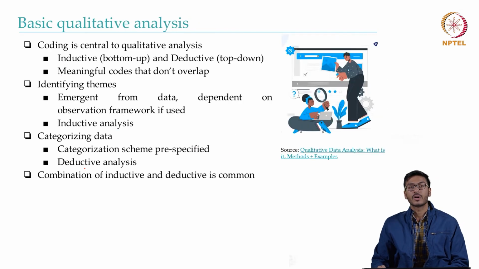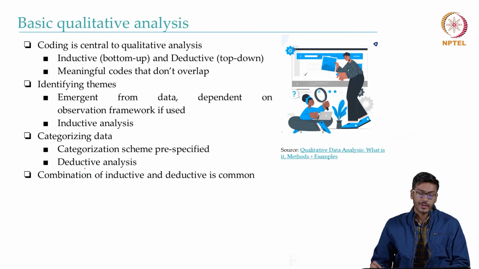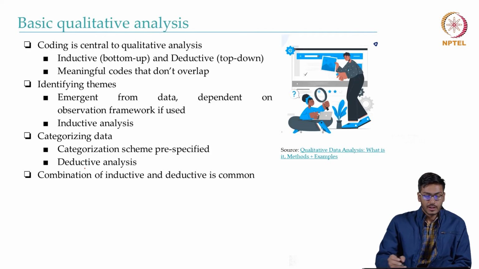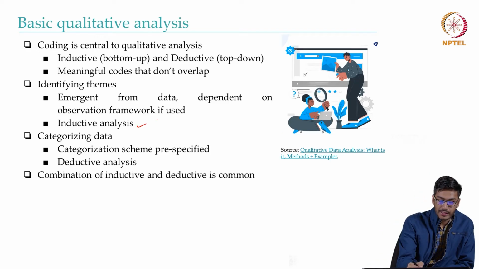As for the basic qualitative analysis techniques, coding is central to qualitative analysis. We can use an inductive approach, that is bottom up, or a deductive approach, top down. We also need to ensure that meaningful codes don't overlap. Next, we need to identify the themes that emerge from the data, dependent on the observation framework which is used. This also includes using inductive analysis.